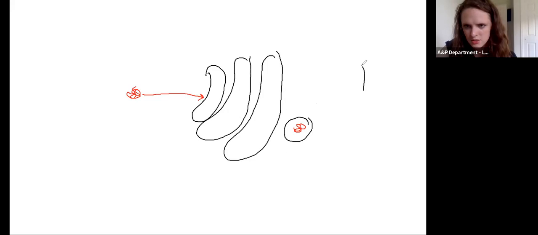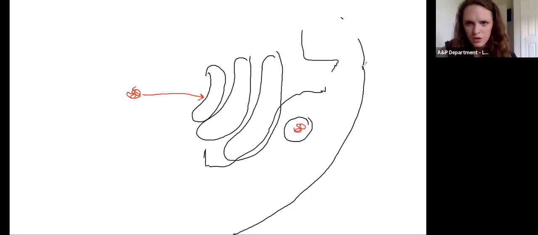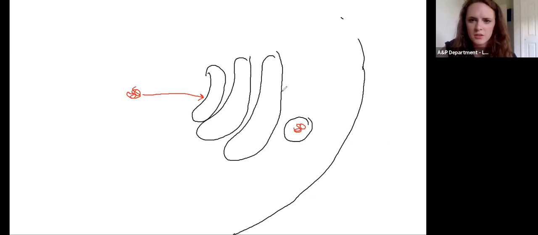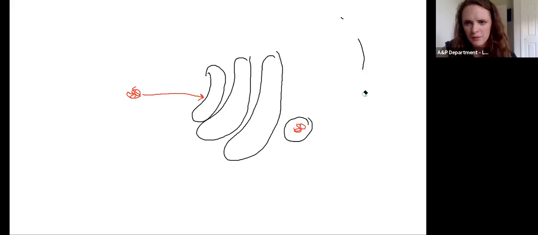So let's say this is the outside of your cell. Okay, so this is the inside of your cell. This is the outside of your cell. One other thing this Golgi body can do is it can actually repair this membrane. So let's say we got a hole in our membrane. We have this hole in our membrane right here.